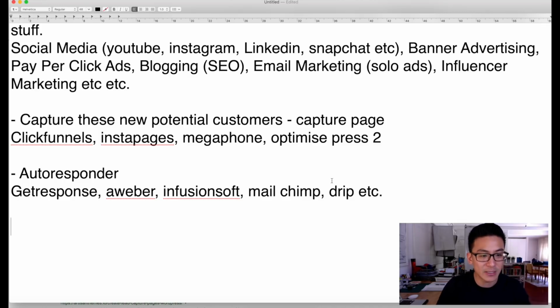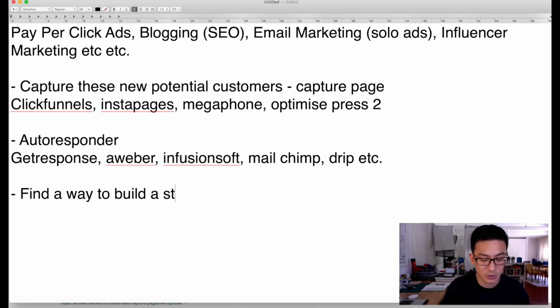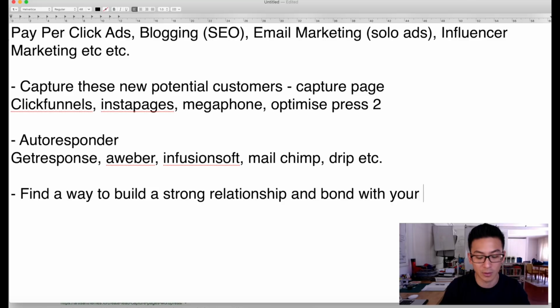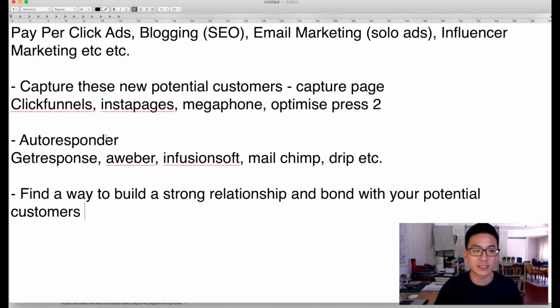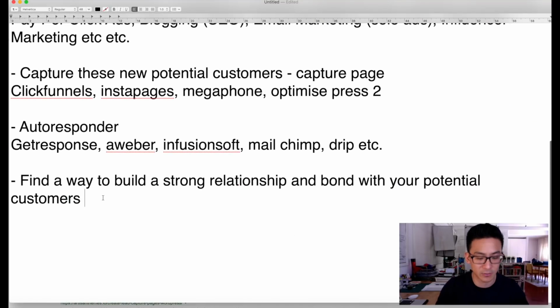But not only this, right? Once you get them into your capture page and you capture them with an autoresponder, what's more important is you have to find a way to build a strong relationship and bond with your potential customers. Okay? And so instead of promoting your product directly, what you have to learn how to do is do something called indirect marketing. Indirect marketing.